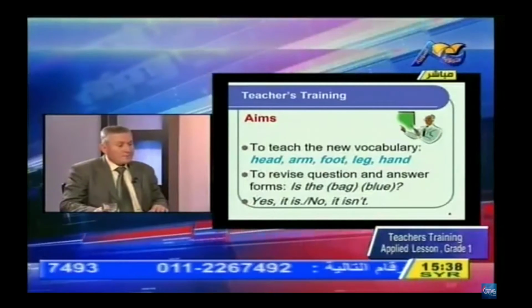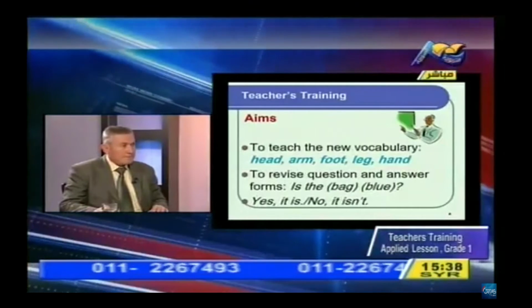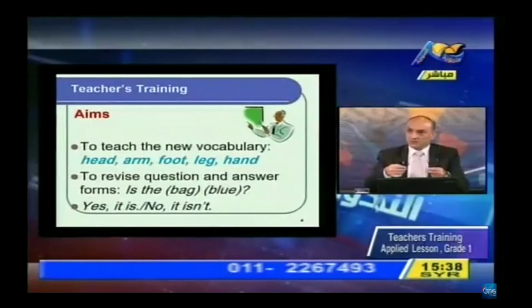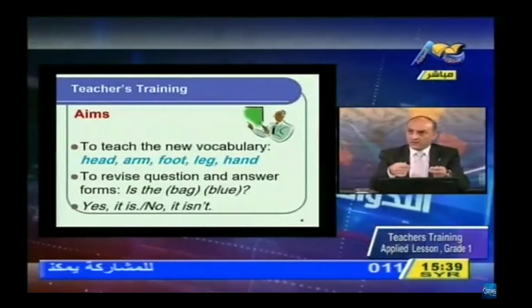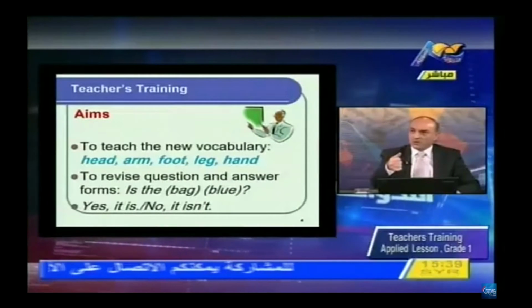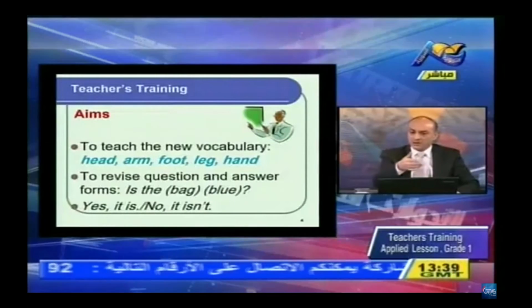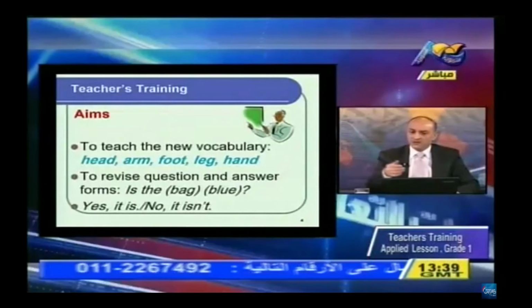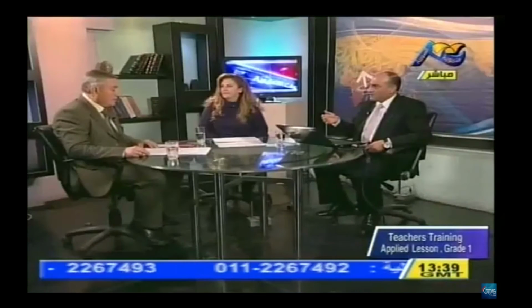We are now talking about the aims in general, the aims of the lesson. These are the aims. So let's say aim number 1 is to teach the new vocabulary: head, arm, leg, foot, and hand. The second aim is to revise question and answer forms.